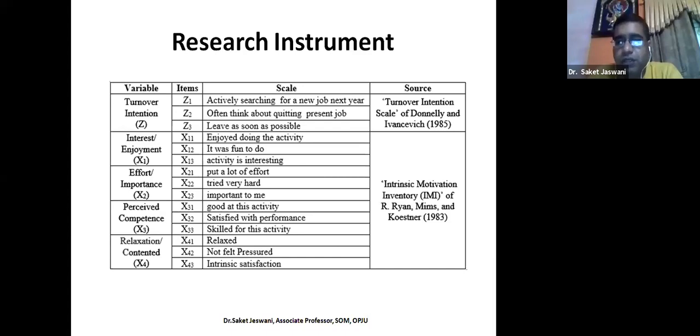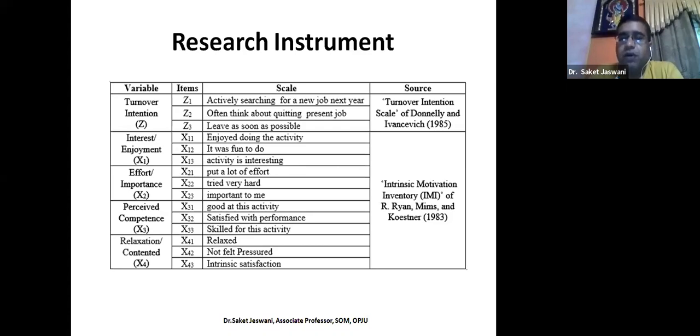This is how a research instrument is prepared. So the research instrument consists of item scales in statement form. We have to convert these items to scale in question form. For example, "enjoyed doing the activity" in the interest enjoyment X11. Now you have to convert it into a questionnaire form. So you ask the respondents on a 5-point Likert scale, from disagreement to agreement with the statement, 1 being strongly agree, 5 being strongly disagree.